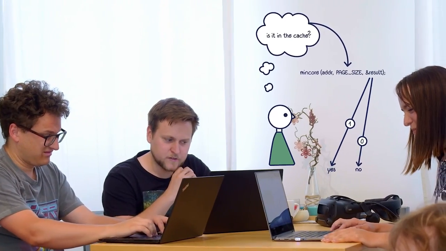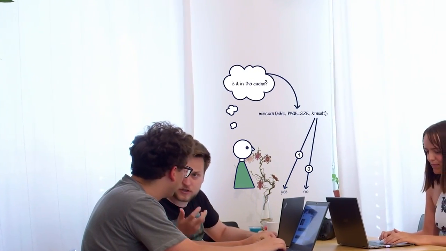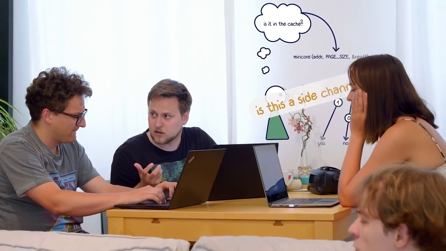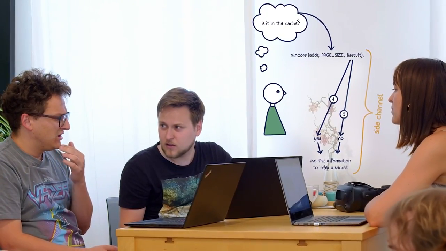I don't know. So, if you use this to check whether a page is in the page cache, is it already a side channel? Side channel? Did you find a new attack? It's not a side channel. The interface directly tells you whether something is in the main memory or not. But if you use it to leak secret information, wouldn't that make it a side channel?